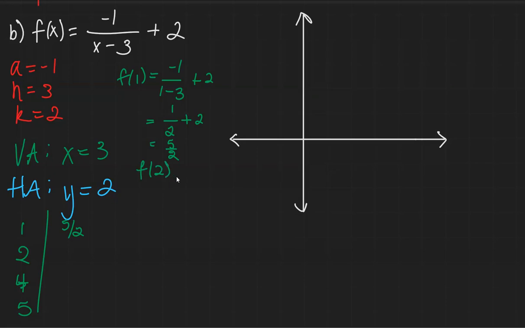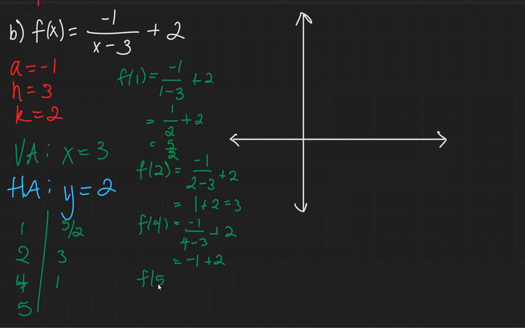Let's do f of 2. We plug in 2, so negative 1 over 2 minus 3 plus 2. 2 minus 3 is negative 1. We get negative 1 over negative 1, which is positive 1. Positive 1 plus 2 is 3. So 2 is paired with 3. Let's plug in 4. We get negative 1 over 4 minus 3. 4 minus 3 is 1. So this is negative 1 plus 2, which is 1.